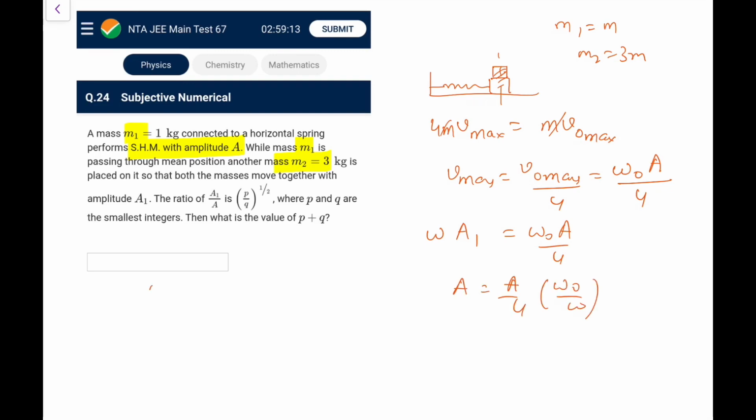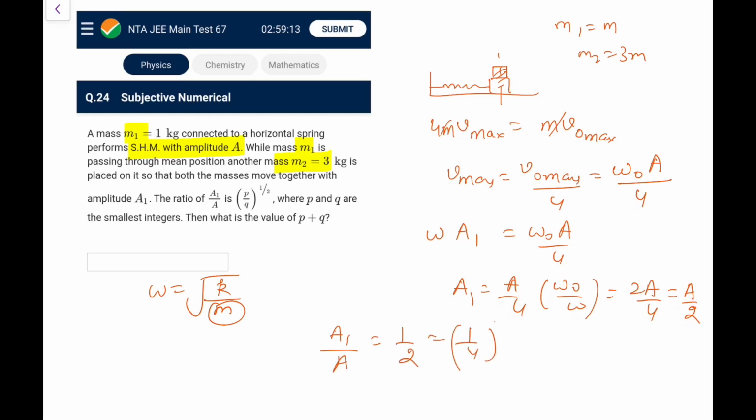Now what is omega? Omega, you know, is equal to root of K by M. So M has become 4 times, so new omega will become omega naught by 2. So it will become 2A by 4, that is A by 2. Sorry, A1 I am writing, so A1 would be A by 2. So the ratio of A1 by A is 1 by 2, and you can write it as 1 by 4 to the power half. So this is 1 plus 4, and this comes out as 5.